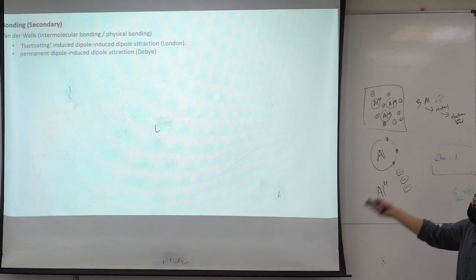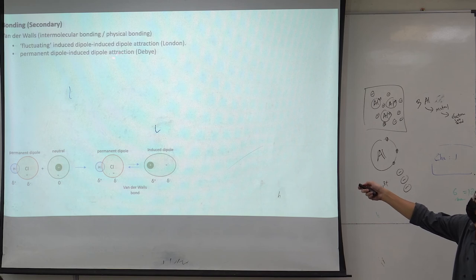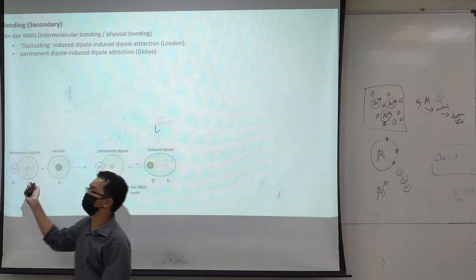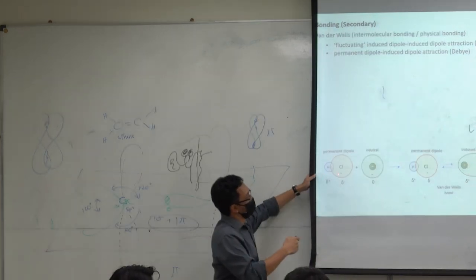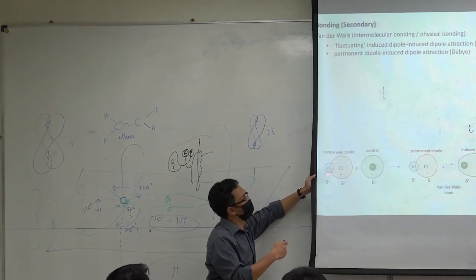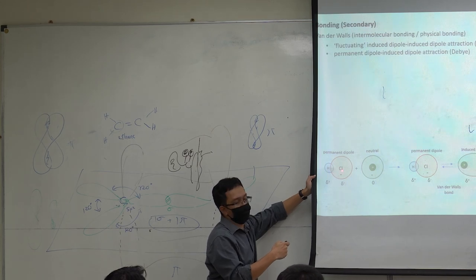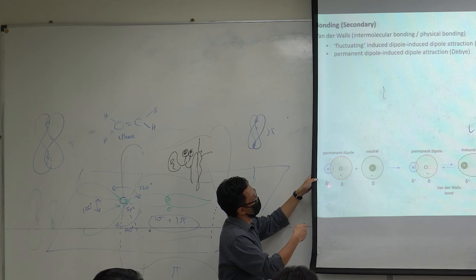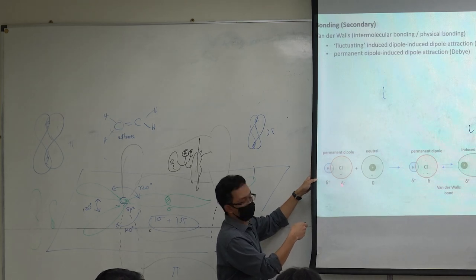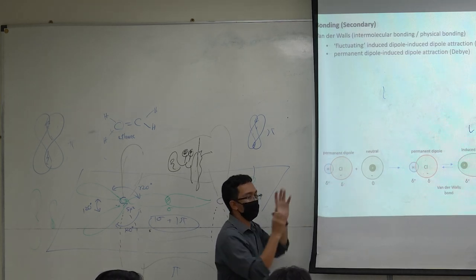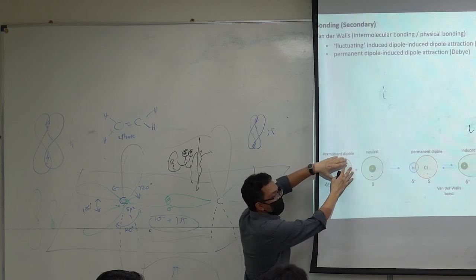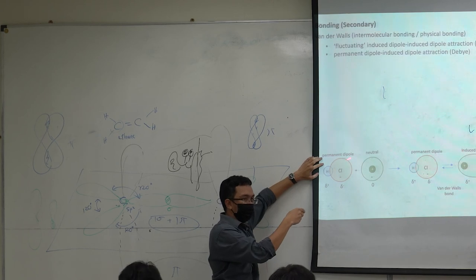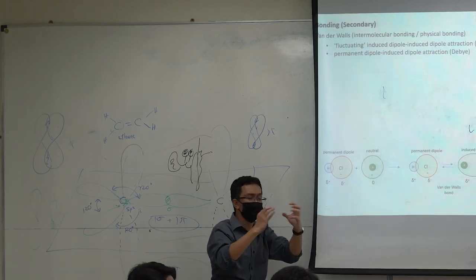There is also permanent dipole, induced dipole attraction, which we call Debye force. If you look here at hydrochloric acid, we know chlorine is more electronegative than hydrogen. So the electrons are more gathered at the chlorine. We call this partial positive, partial negative. It means there are more electrons gathered in the chlorine than the hydrogen. This is what we call a permanent dipole. Permanent dipole means that it is permanent.